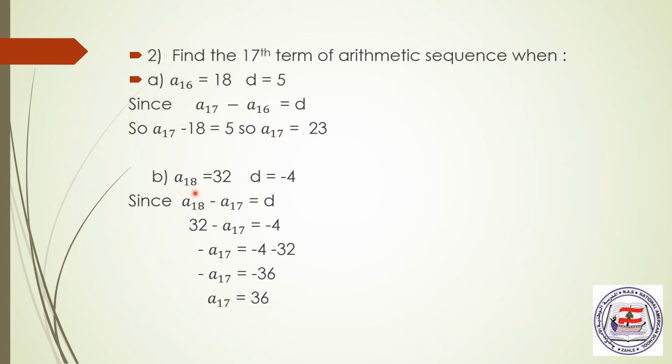In the second example, the given is the 18th term of the arithmetic sequence, of value 32, and the difference is of value negative 4. Again, the 17th and the 18th terms of the arithmetic sequence are consecutive, so we can use the common difference: a_18 minus a_17 is equal to d. Replacing a_18 and d, we get negative a_17 gives negative 36, so the 17th term is of value 36.